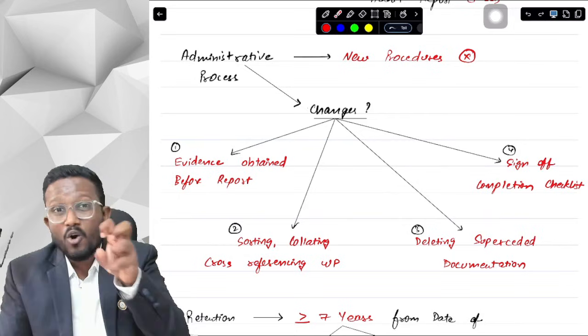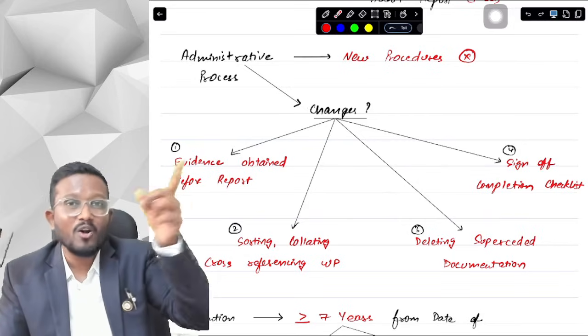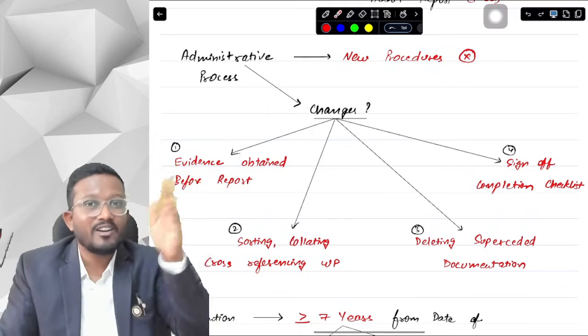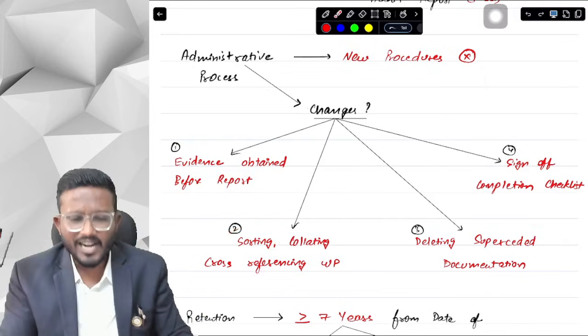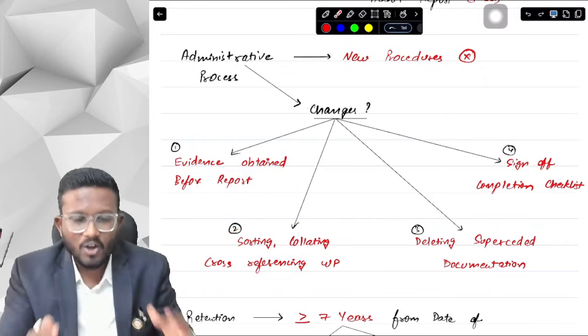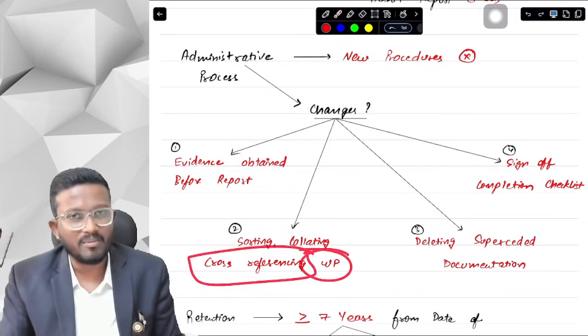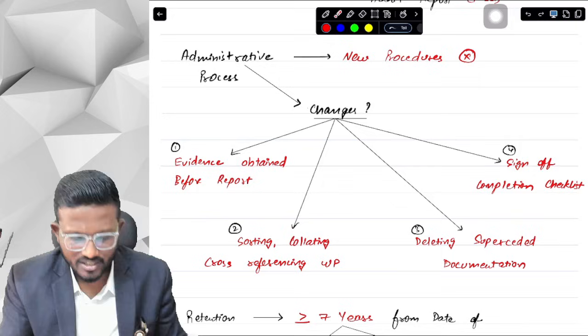You cannot obtain new audit evidence, but you can obviously file the audit evidence which you have already obtained before the date of auditor's report. Second, if you want to sort from A to Z, collate, and combine the audit documentation, you need to cross-reference the working papers. You can do it now. Sorting, collating and cross-referencing of working papers.